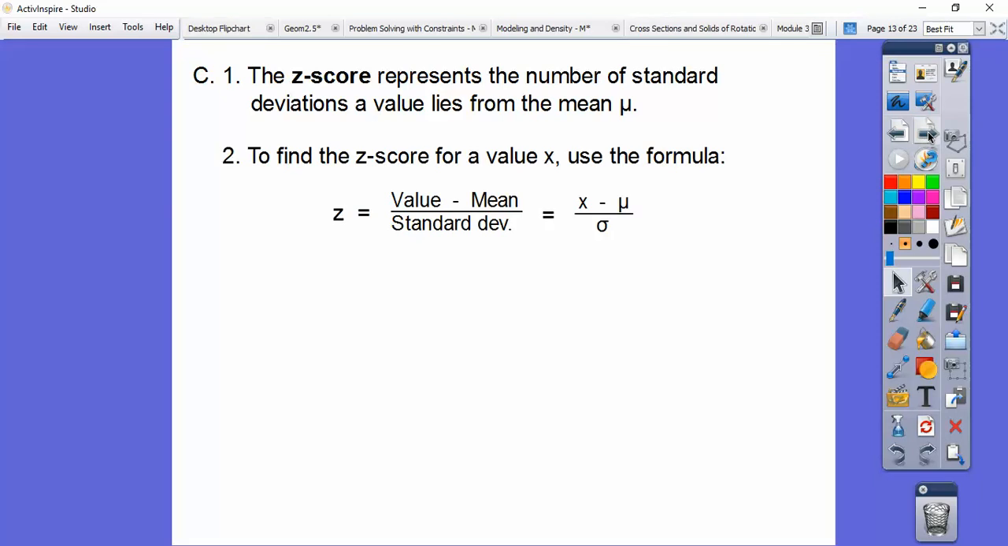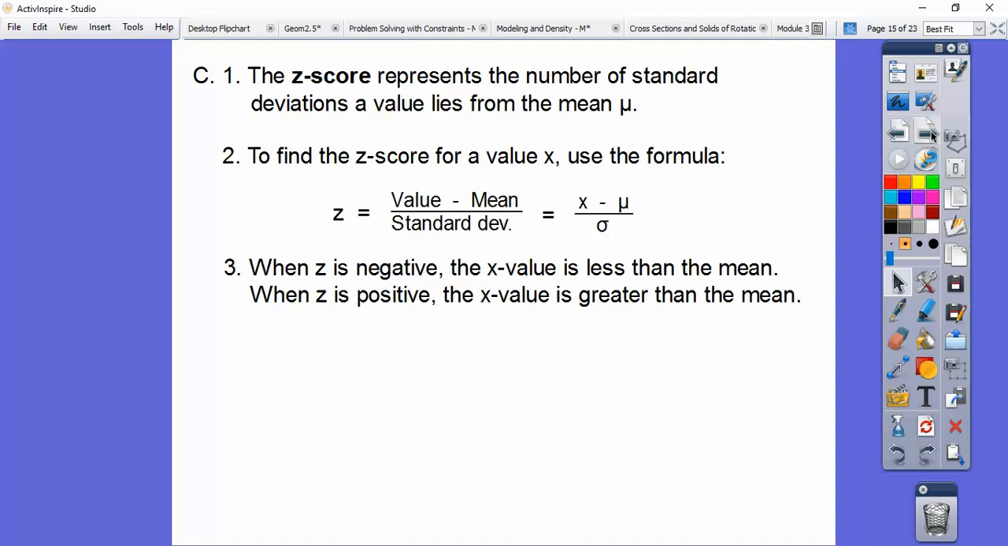To find the Z-score value, we take whatever value we're talking about, minus the data's mean, divided by the data's standard deviation. We know how to calculate the mean and the standard deviation. So each x minus the mean, divided by the standard deviation, gives us what's called our z-score. It's our number of standard deviations from the mean. When z is negative, that just means the x value is less than the mean. When it's positive, the x value is greater than the mean. And when it's equal to 0, that particular x value is the same as the mean.